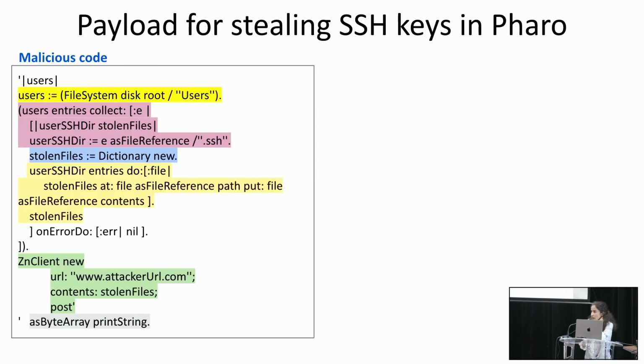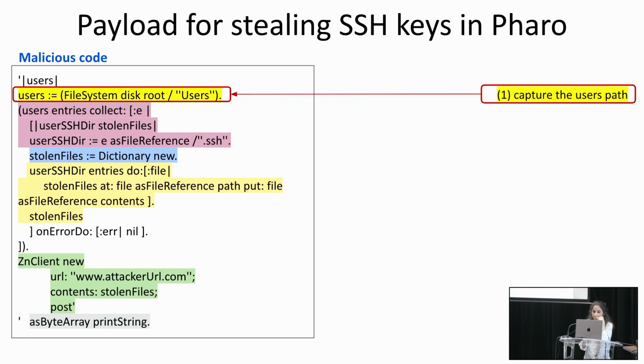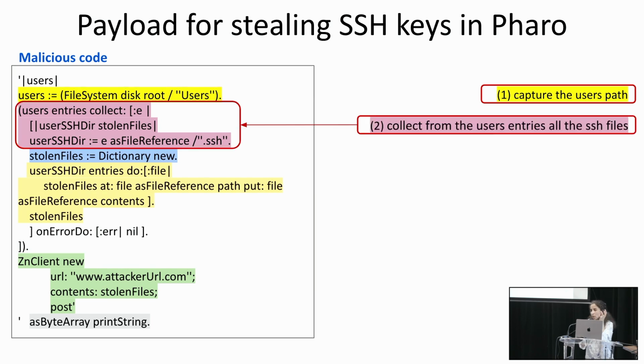Here is the code that we wrote with Steven for generating the malicious file, or the malicious string. This attack steals the SSH keys of the victim and sends them to the website of the attacker. So first of all, we need to capture the user's path in order to collect the SSH files in this path.